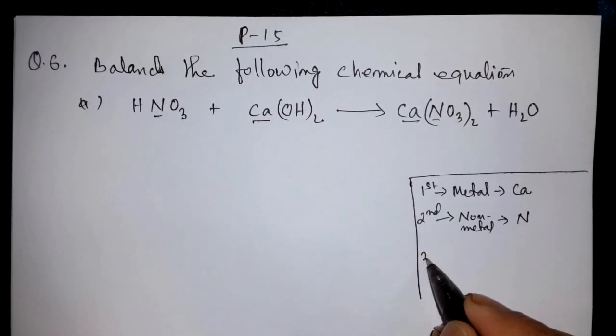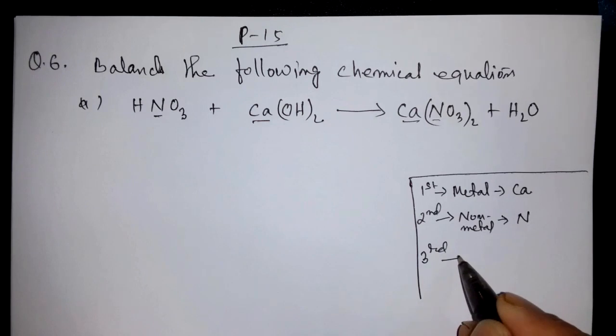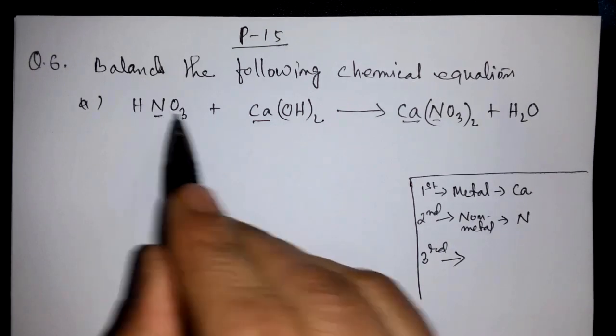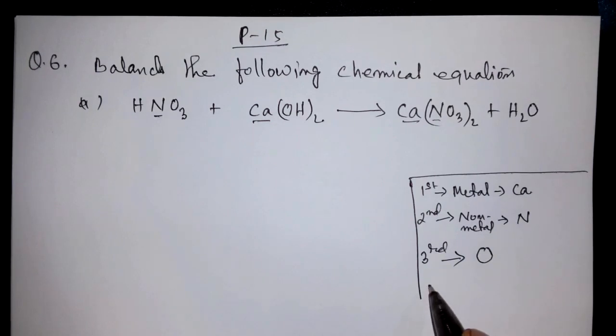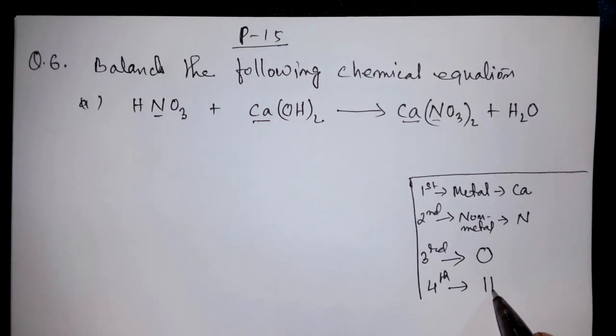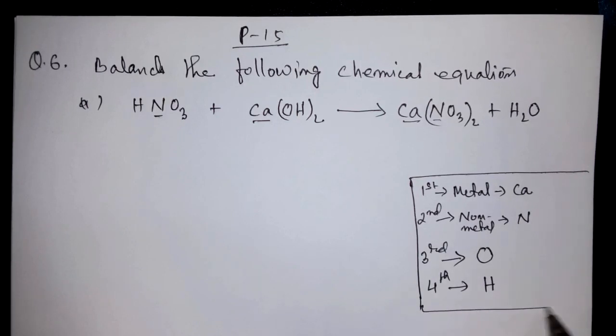Then the third step is oxygen, but check if you have oxygen. Okay, oxygen is there, O is there. So third step, you have to balance oxygen. And most of the time, when you balance oxygen, the last one, hydrogen, will be automatically balanced in most of the cases, not all the cases. Okay. Now let us check one by one.